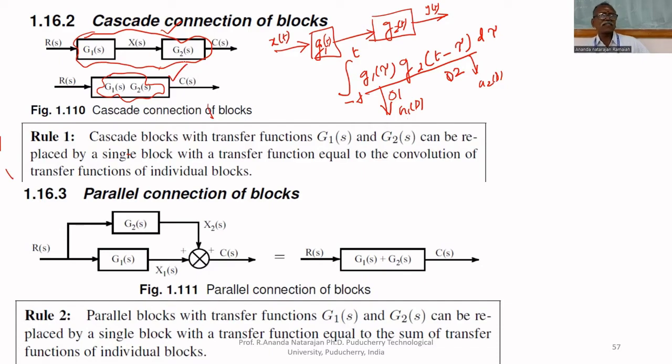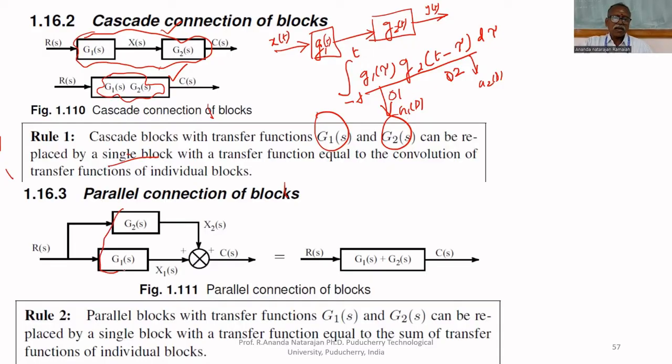So if two systems are cascaded and if they are represented in frequency domain, to find the overall system, we can simply multiply the two blocks. That is the first rule. Cascaded blocks with the transfer functions G1 of S and G2 of S can be replaced by a single block with a transfer function equal to the convolution of the transfer functions of the individual blocks. Convolution in frequency domain is multiplication: G1 of S multiplied by G2 of S.